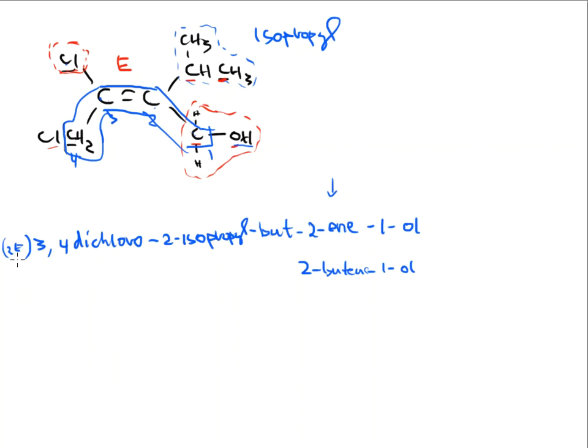2E-3,4-dichloro-2-isopropyl-but-2-en-1-ol. That is going to be the IUPAC name for that compound. Yeah, no one said this is going to be pretty. And again, it's a build-up process. If you've not noticed that yet, well, here you go.